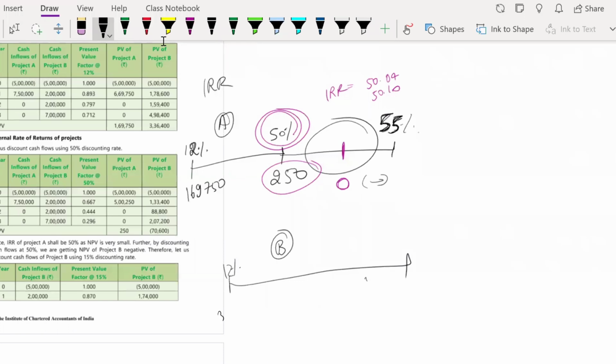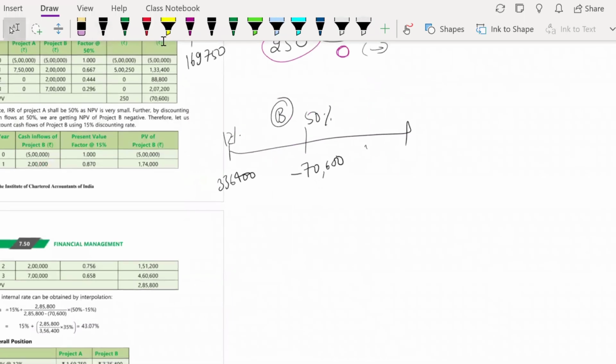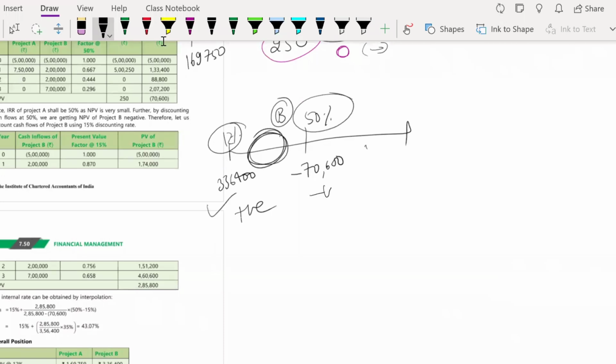12% was 3,36,400. They have taken 50% because the gap is too huge, and they have got a negative value of 70,600. Either here what you can do, using this 12% and 15% itself, you can find out IRR, because you already have a positive NPV and here you have a negative NPV. In the question they have again taken 15%.